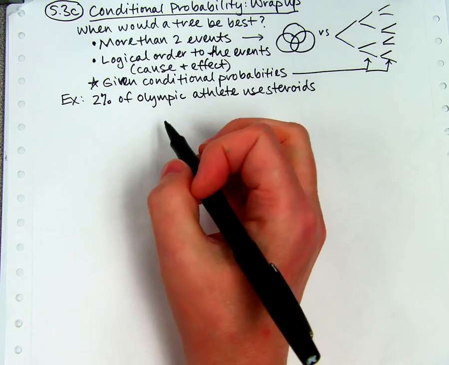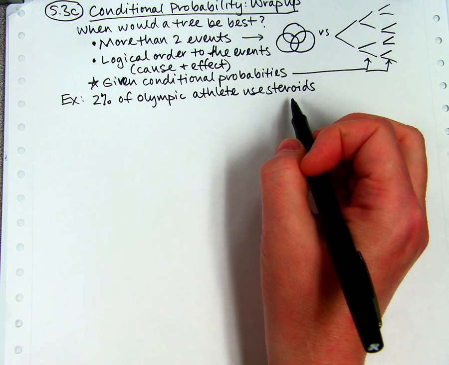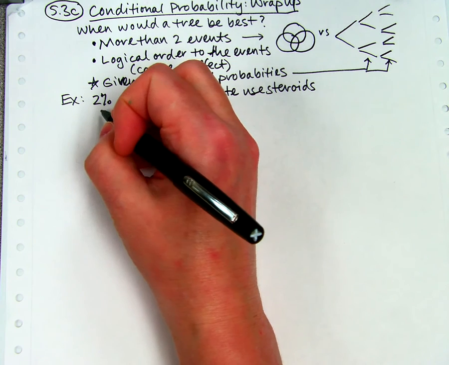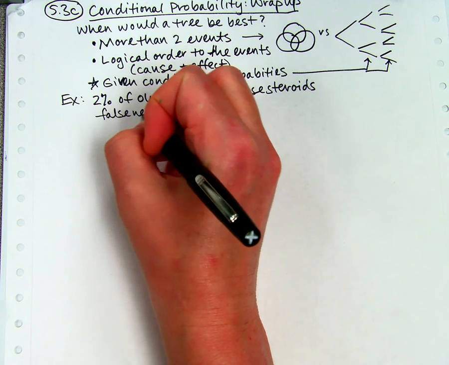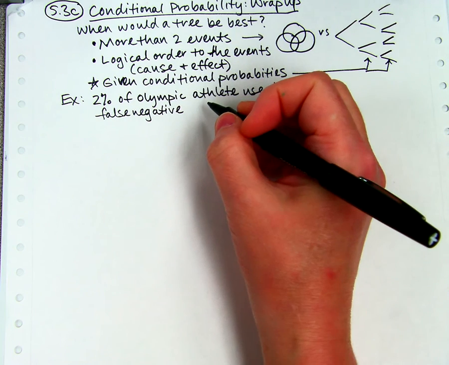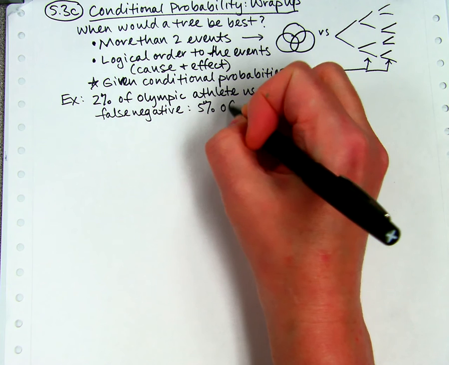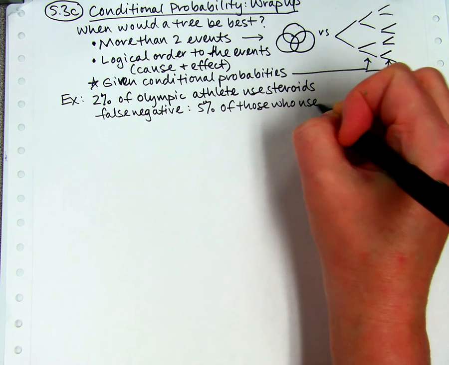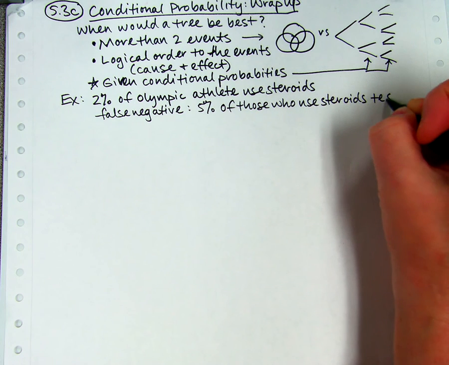But the test that tests them to see if they use steroids, I mean, the Olympic Committee would test them and disqualify them if needed, but the test isn't perfect. In fact, that's true for all medical tests, by the way. There are some people who get a false negative, which means the test says they didn't use steroids, but they really did. And that's 5% of those who use steroids test negative in spite of it.